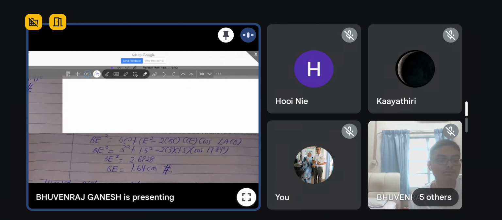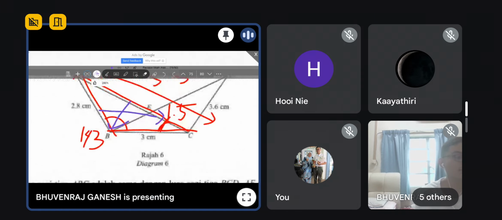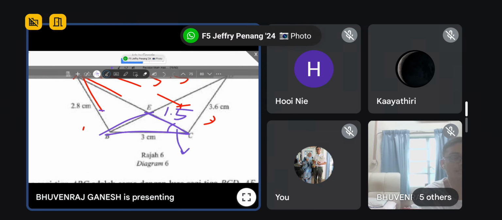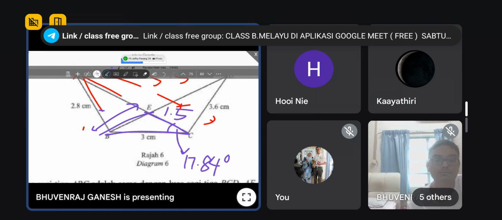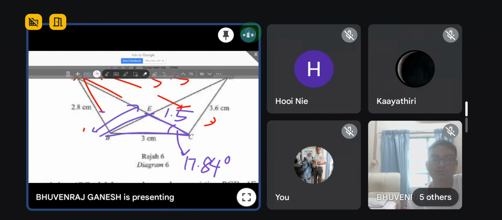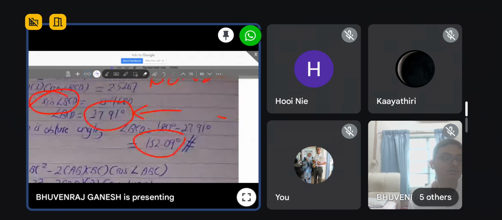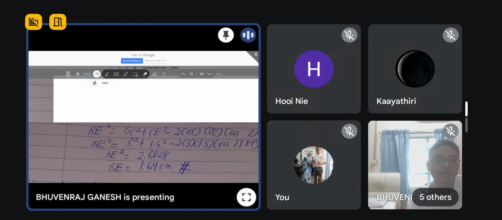How to get BE length? By using cosine rule. Okay, because if you see here this triangle, I rub for you. So you focus now on this triangle, the small one. This value is 1.5 and this angle we just now found is 17.84. Now I want to get BE length. So BE length, we can use cosine rule. Correct, guys? So that will be your answer. Okay? So this is your answer for A3.